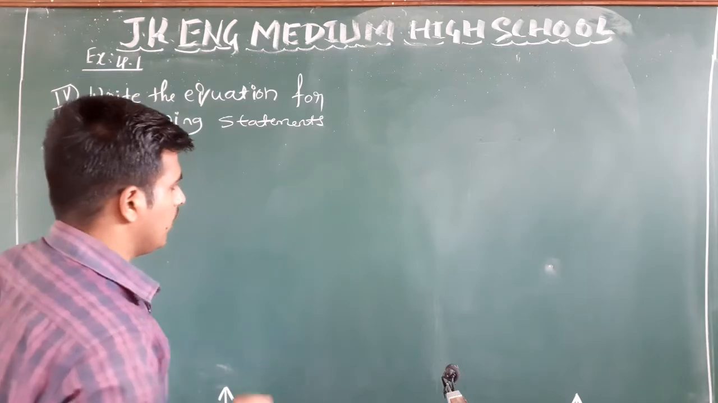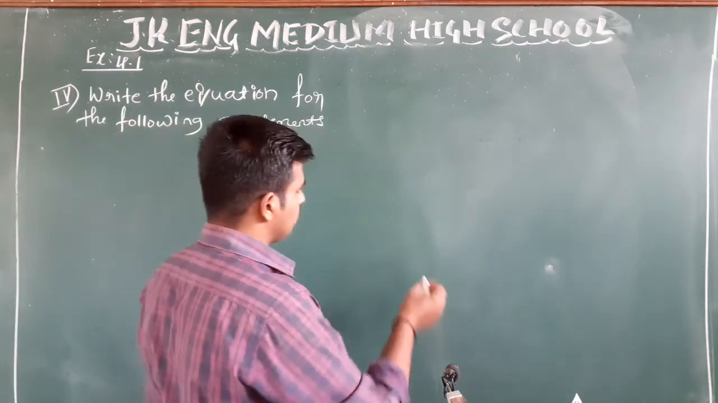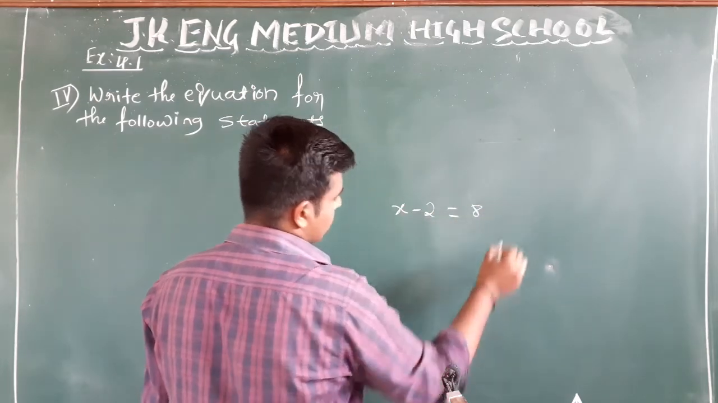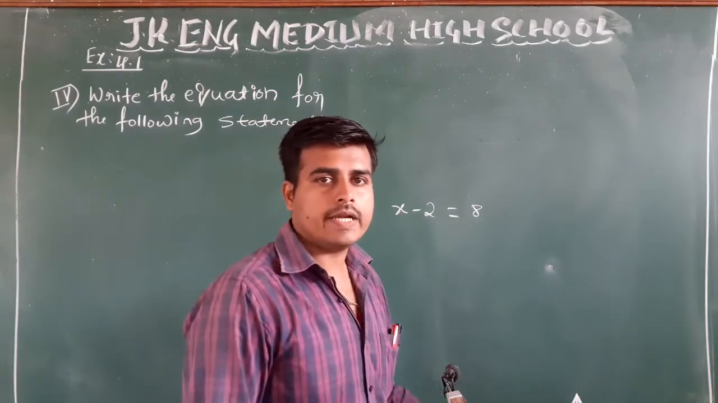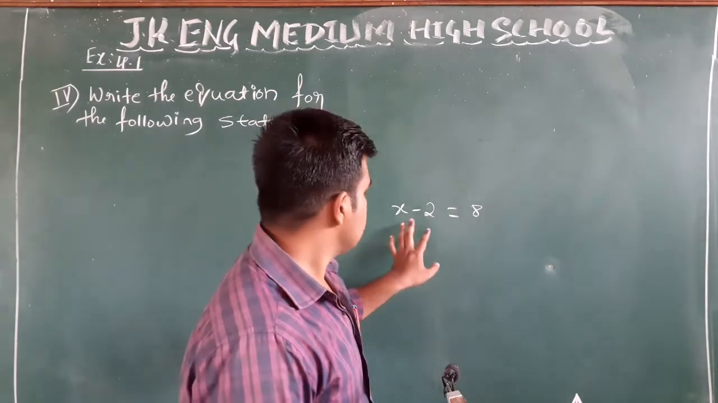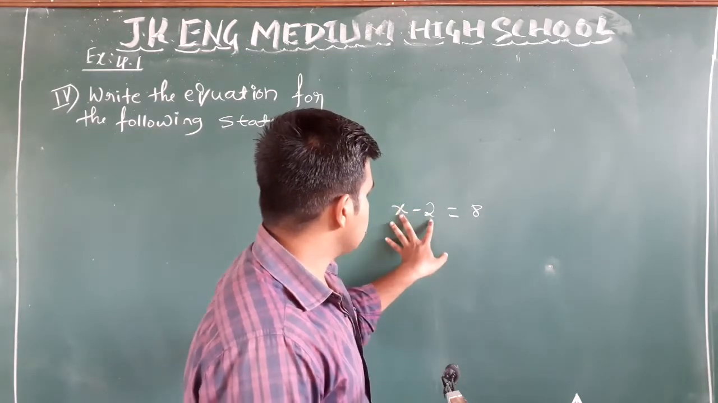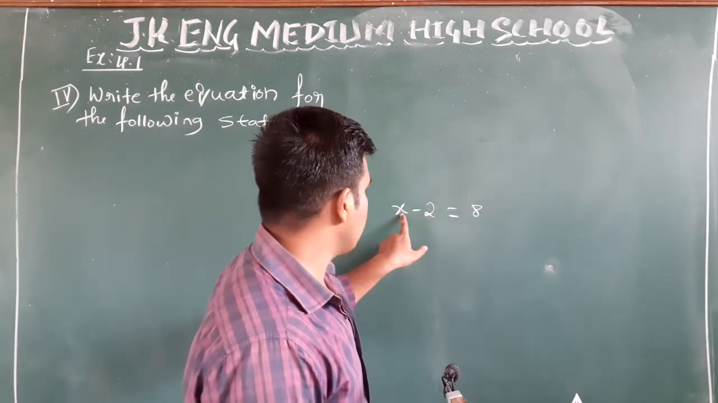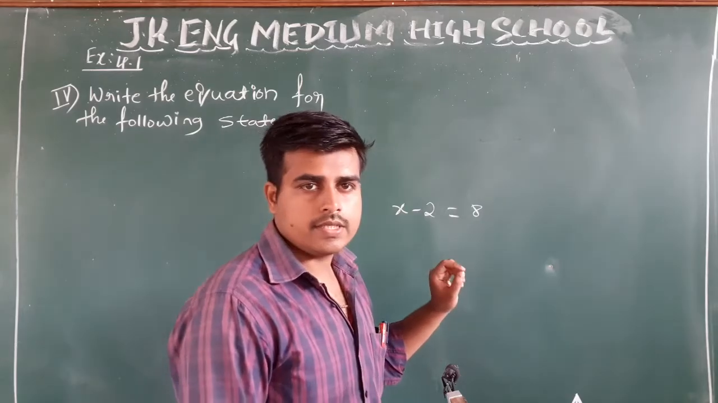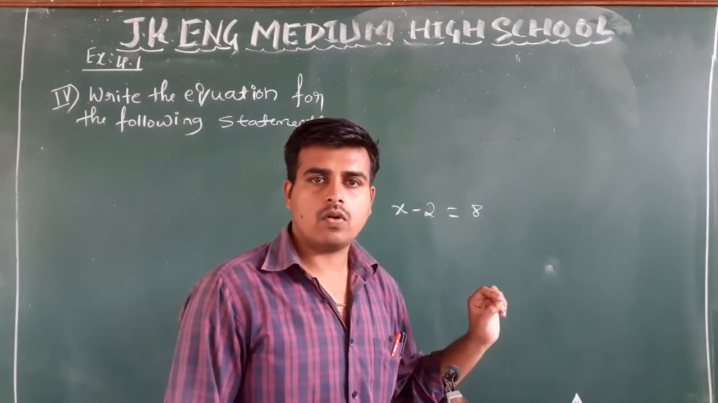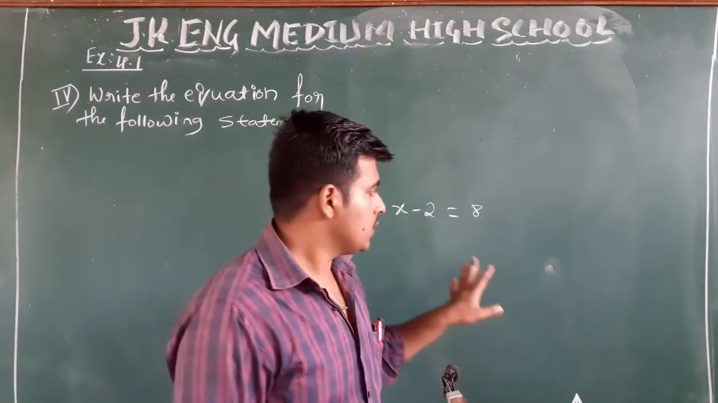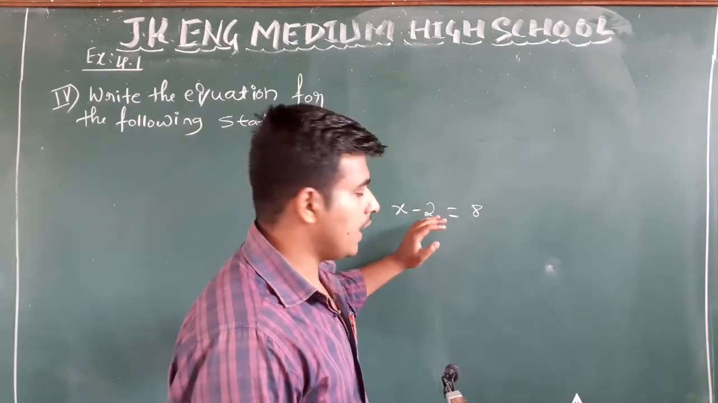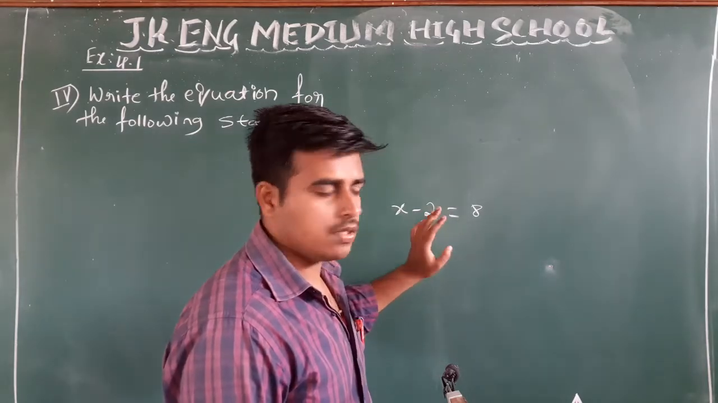Before going to this fourth main, let me take one example. X minus 2 is equal to 8. X minus 2 is equal to 8 is an example of a simple equation. LHS is there, RHS, equality sign, and at least one variable is there, that is x. So it satisfies all the conditions to be called an equation. Now this is the mathematical form. Now you can write this equation in words also.